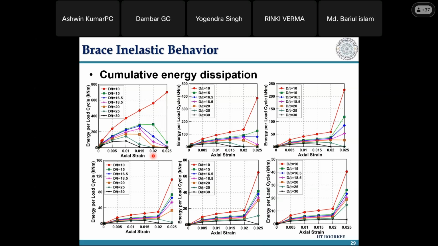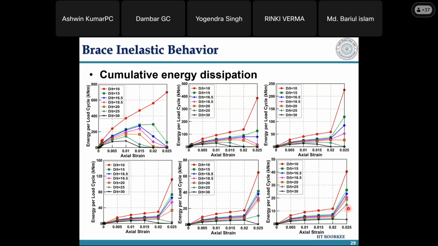If I have a lower slenderness ratio in the brace, it dissipates a higher amount of energy, but it has a tendency to fracture early unless you control the D by T ratio more stringently. That is why, if you control it here, it stays positive till the end, but the rest are all failing. If your slenderness ratio is very high, if lambda is 200 here, your energy dissipation capacity is much lower. You can see the energy dissipation is 800 kilonewton meter here, but here it's only 30, 40. It's very low, but then your fracture tendency becomes much lower.